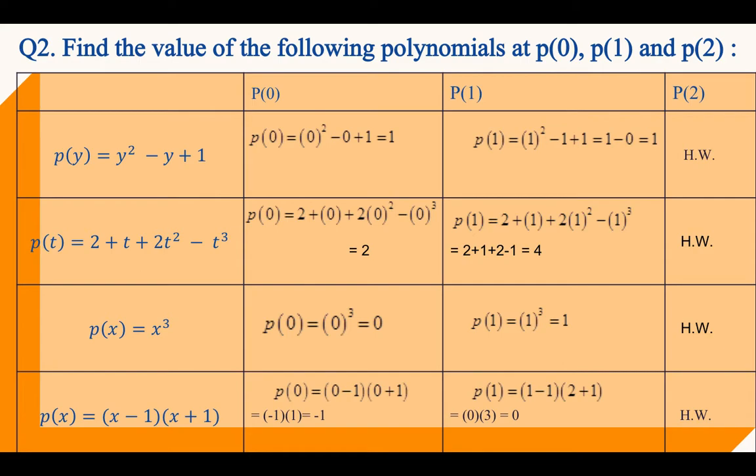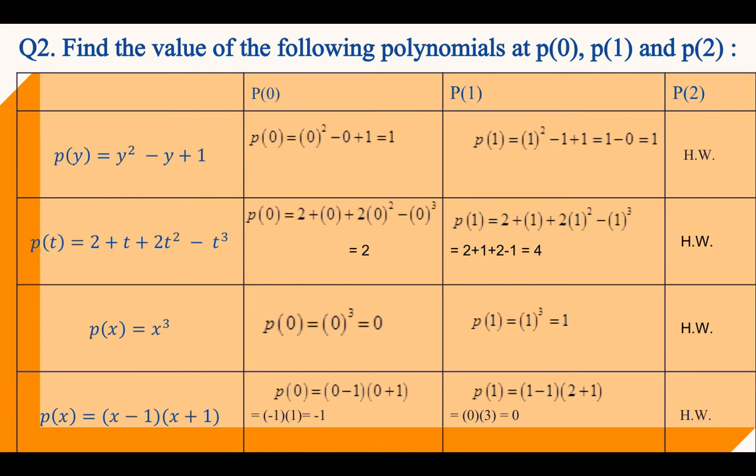So the first term was y squared, so I get 1 squared, minus y means minus 1, plus 1. So this is equal to 1, and minus 1 plus 1 cancels out, so I'm left with only 1. Now p(2) is homework for you all. You will do it by yourself.